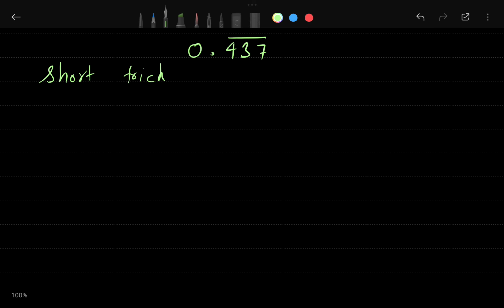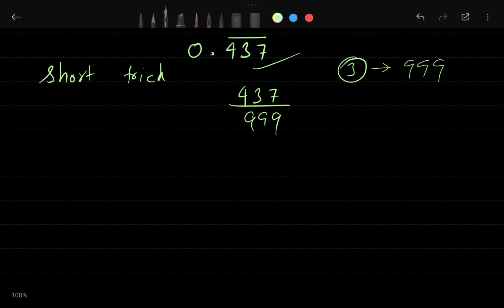Now in order to convert it into the form of p by q, we will remove the bar and write the digits under the bar in the numerator. 437 are under the bar, so we write 437 in the numerator. Now how many digits are under the bar? Since there are three digits under the bar, three digits means three nines in the denominator. So this is the p by q representation of 0.437 bar using the short trick.